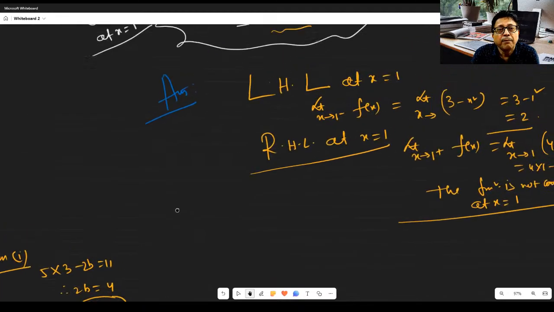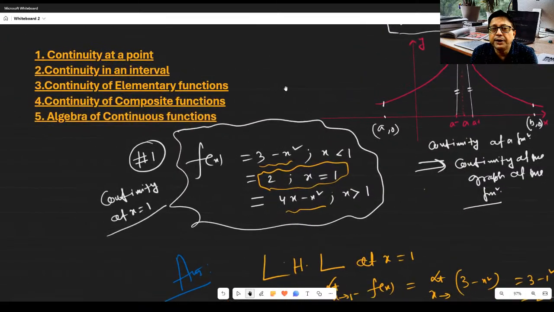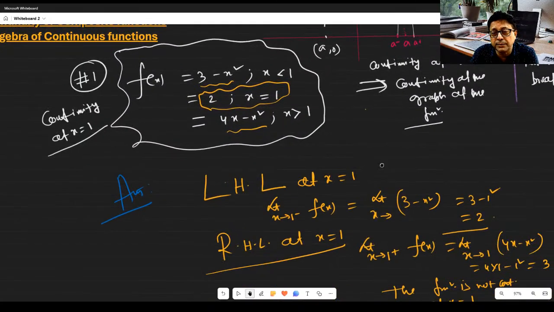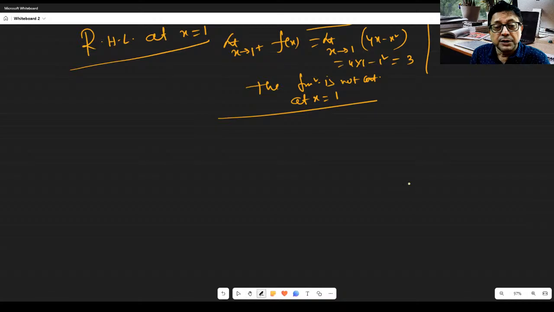Okay? But we have to learn continuity in an interval also. Before that, let me tell you continuity of some elementary functions. What are elementary functions? All of you know. Let me start with the polynomial function. So let us discuss continuity of elementary functions.